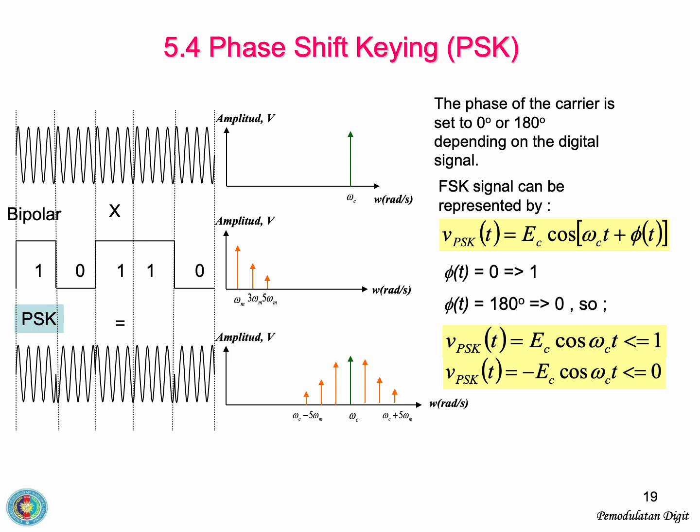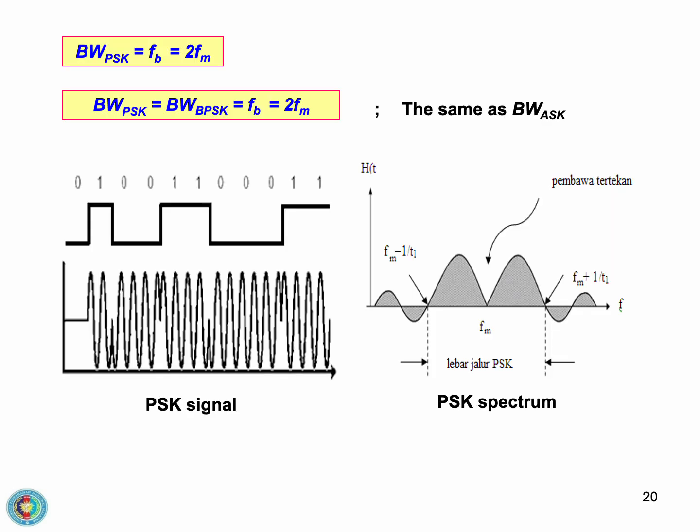For example, a digital 1 might set the carrier phase to 0°, while a digital 0 sets it to 180°. This means the signal literally flips its phase when the bit changes from 1 to 0. This fundamental phase shift is key to encoding the digital information. Similar to ASK, the bandwidth of PSK, specifically binary PSK or BPSK, is given by FB or twice FM.